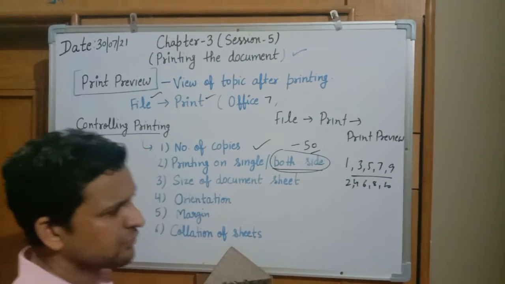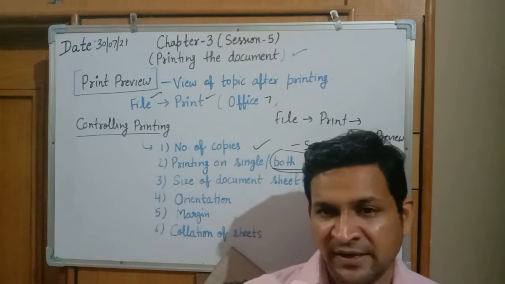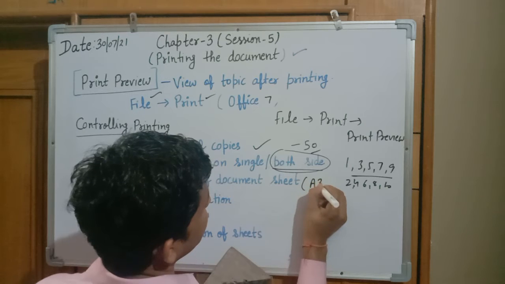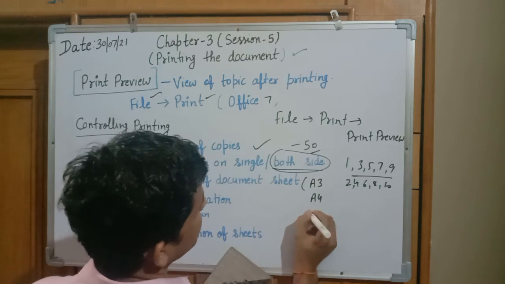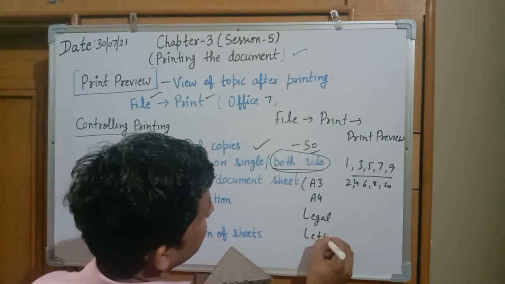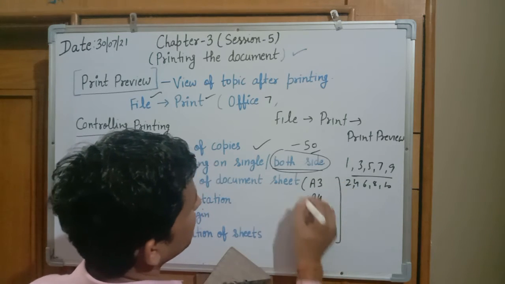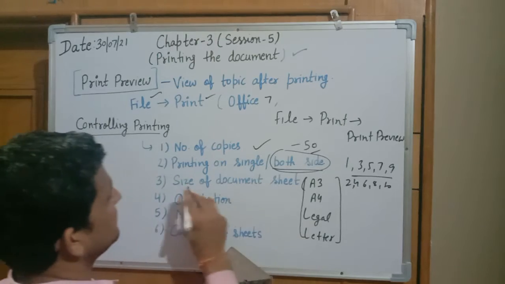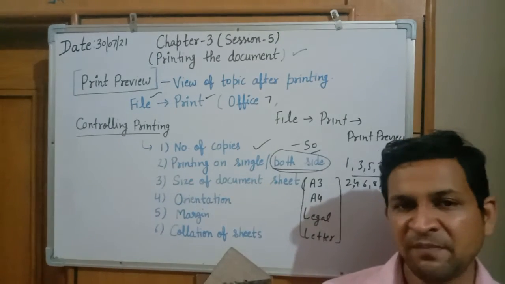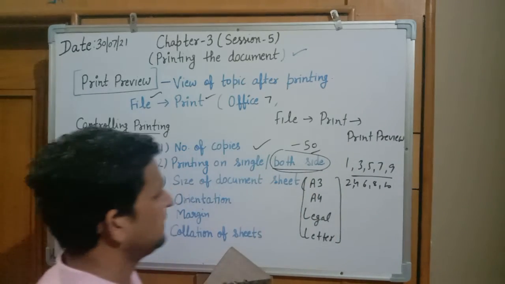Third one is the size of the document sheet. A paper can be of multiple types: it can be an A3 sheet, an A4 sheet, a legal paper, or a letter-type paper. Which type of paper we are using for printing is arranged by the user. Which size of document paper we are using for printing.